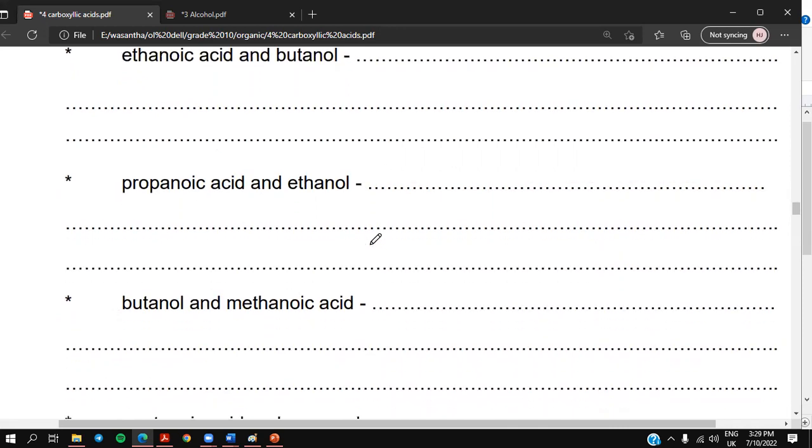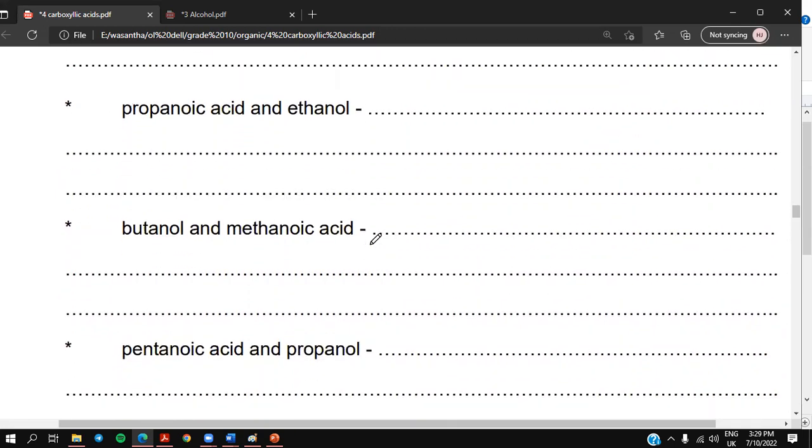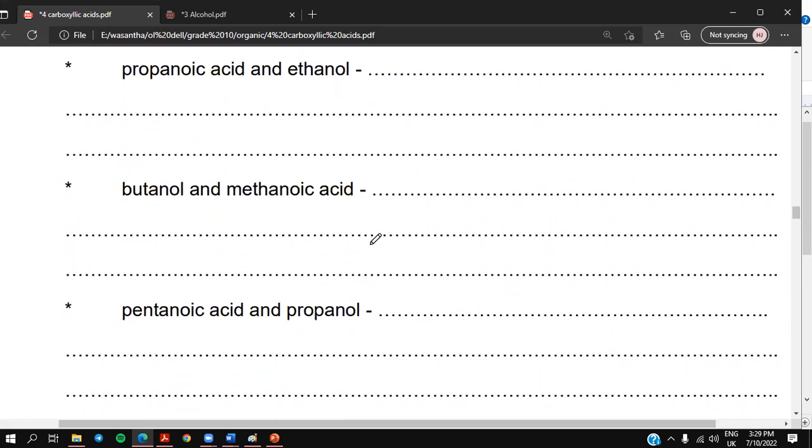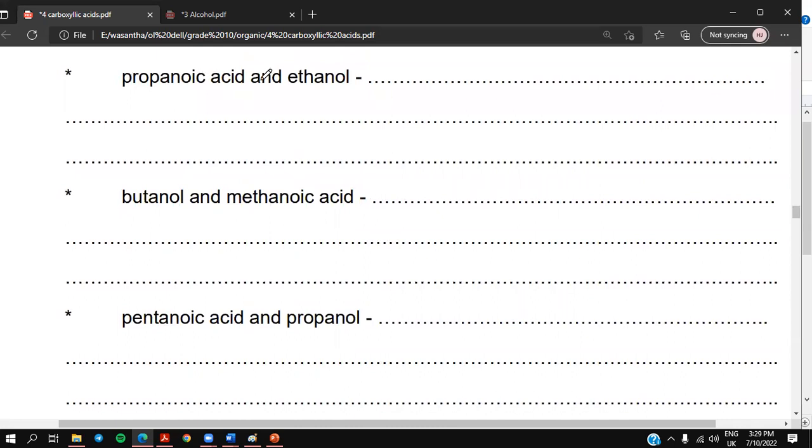And next one, propanoic acid reacting with ethanol. Butanol reacting with methanoic acid. Pentanoic acid reacting with propanol. In each case, you can get an ester. This is your practice session. Please try to draw the structure of the esters.